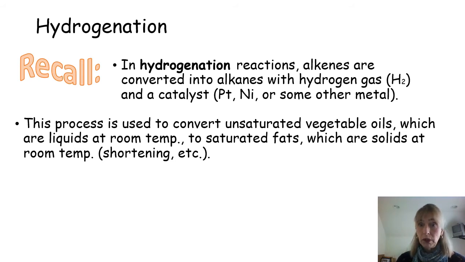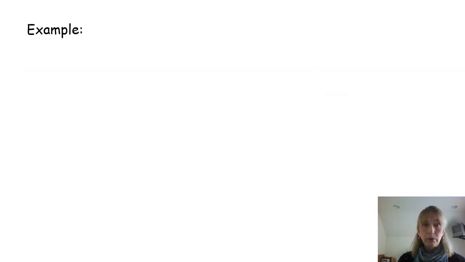So things like shortening are solid at room temperature. How do we make shortening? Well, we make it from vegetable oils. We take them and we hydrogenate them. So we are going from unsaturated to saturated. Let's look at an example of hydrogenation.